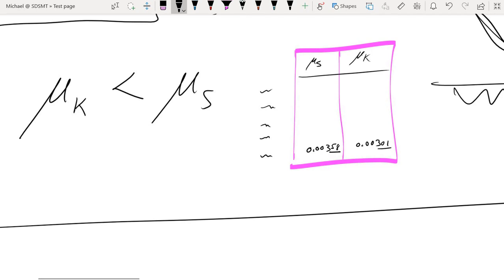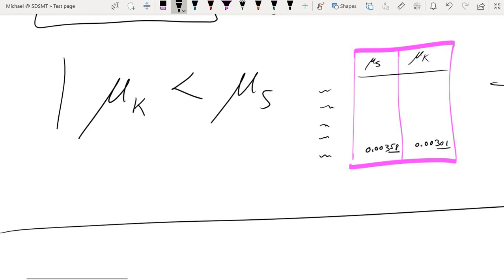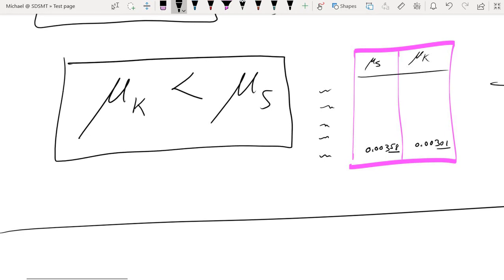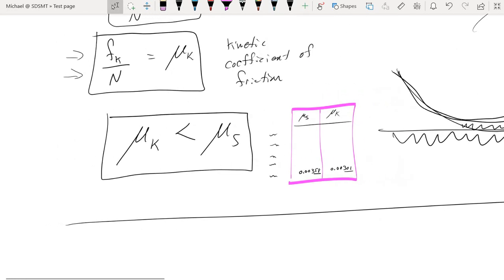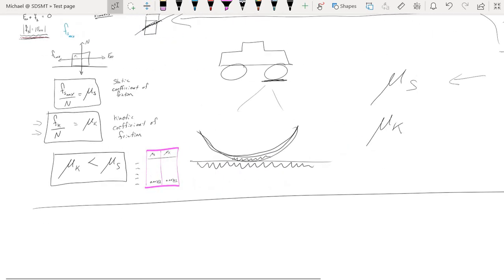You cannot have a kinetic coefficient that is equal to the static coefficient, because then that means you've got both scenarios happening at the same time. You can't have something that is both static and kinetic. You're either static or you're moving. There is no in between.